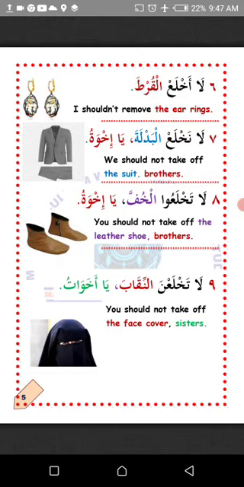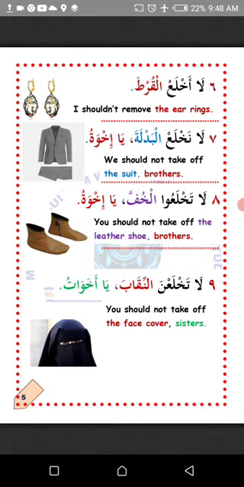Ya ihwa, brothers. Thamania, number 8. لا تخلعوا الخف يا إخوة. You should not take off the leather shoe. يا إخوة, brothers. الخف, leather shoe. لا تخلعوا الخف. Do not take off the leather shoe. يا إخوة brothers. Do not remove the leather shoe.